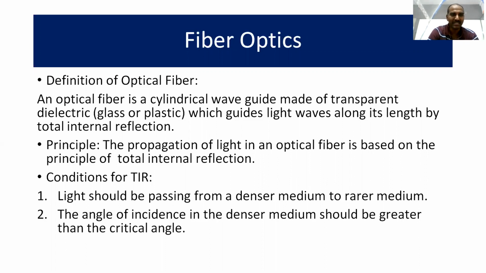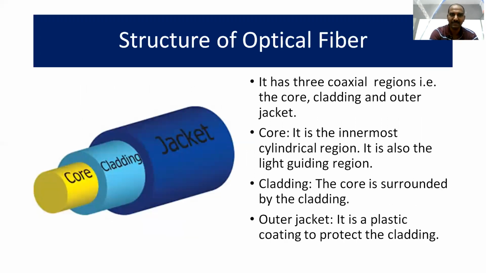That means the principle behind the propagation of light in an optical fiber is total internal reflection. So how to achieve this total internal reflection, or what are the minimum conditions to fulfill it? The first condition is that light should pass from a denser medium to a rarer medium. And the second condition is that the angle of incidence in the denser medium should be greater than the critical angle of incidence.